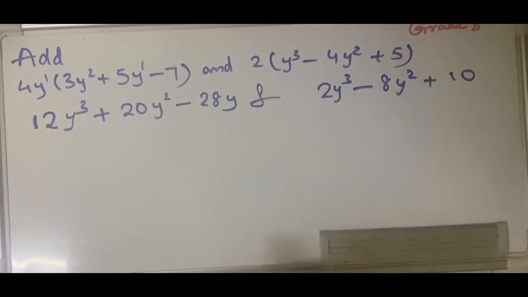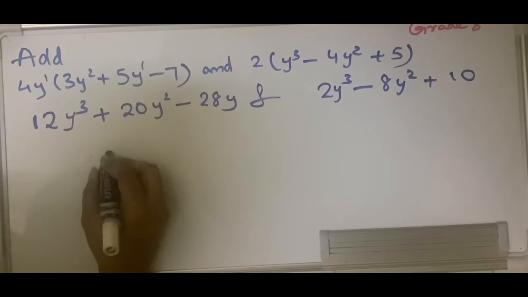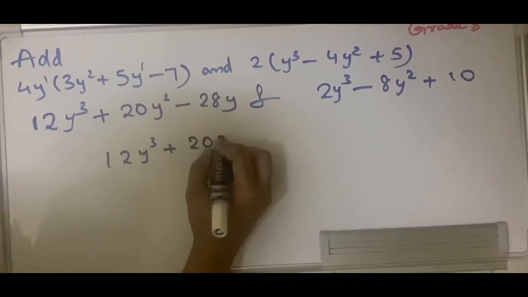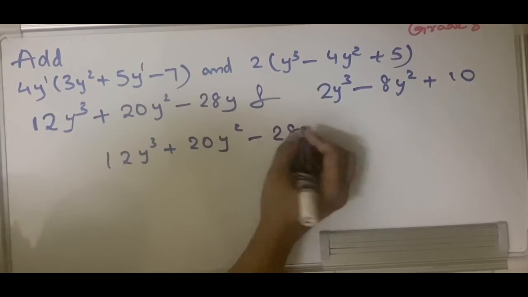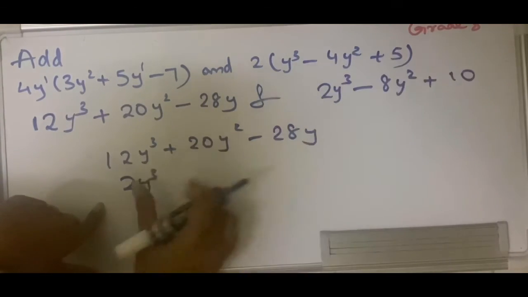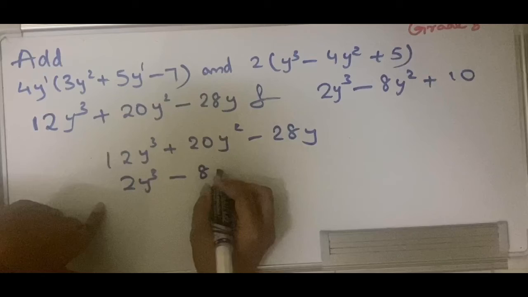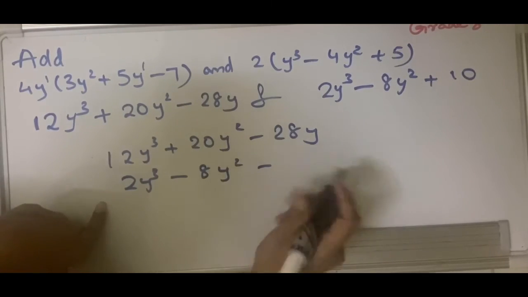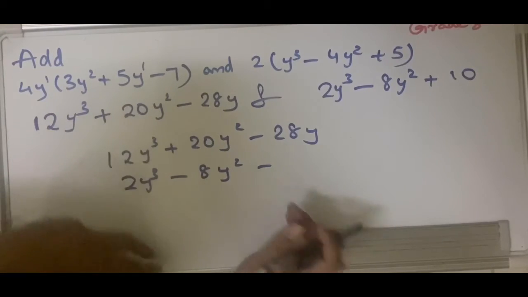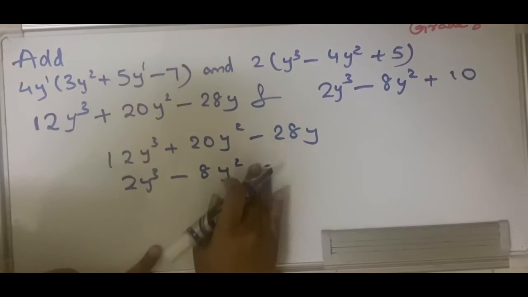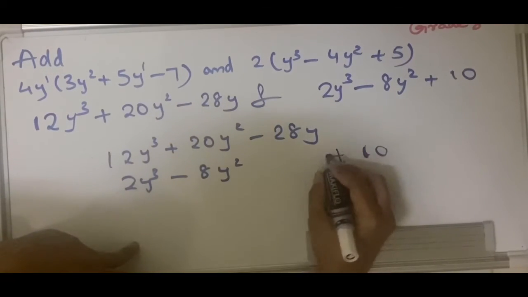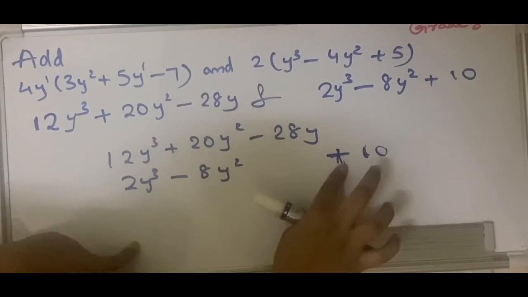Now these are the two expressions that I need to add. So if I place it in the other order, 12y cube plus 20y square minus 28y, right? I have 2y cube. If I place the like terms under the like term, minus 8y square, then yeah, 4y times 7. Yeah, we have a plus 10, right?